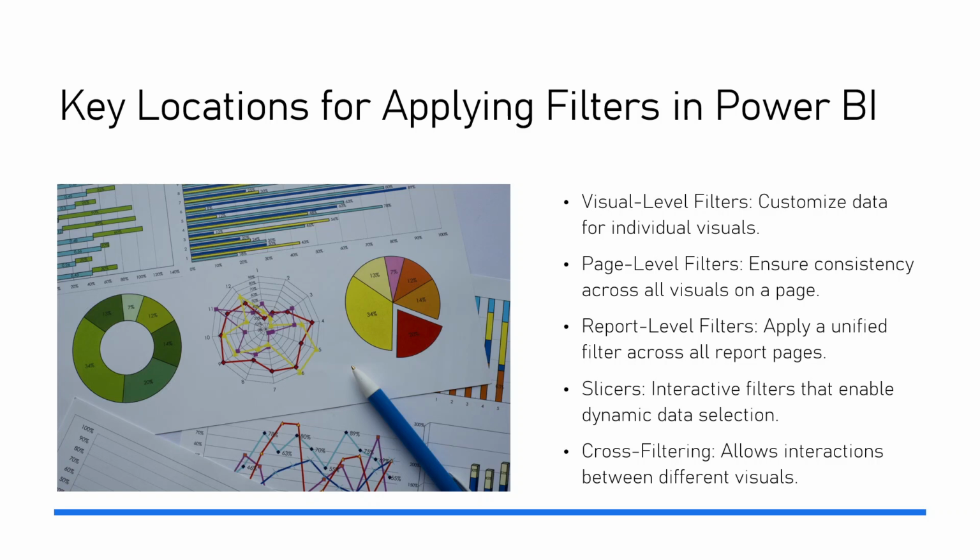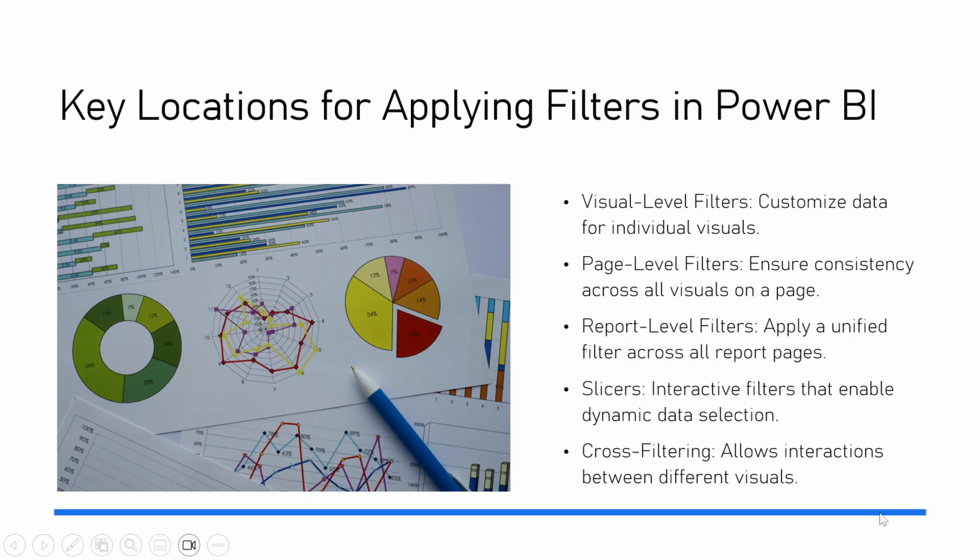What CALCULATE does is that it helps you to modify the filter context of the calculation, right? Maybe for example, you have a total sales and you want to recalculate that total sales to only give for a particular period of time. Maybe for example, you say calculate the total sales when year is equal to 2022, right? That is also applying filter context.